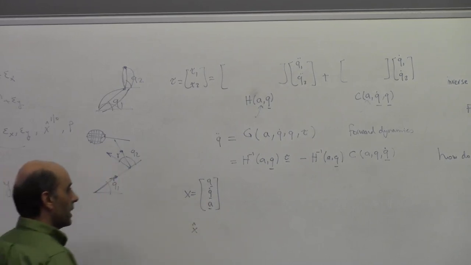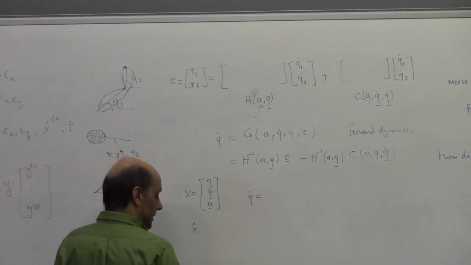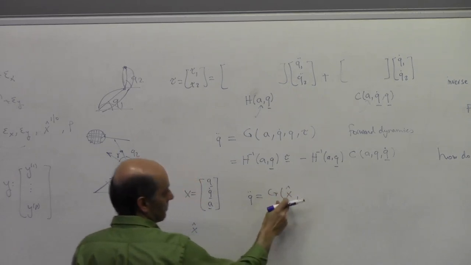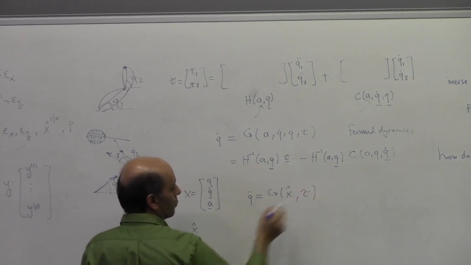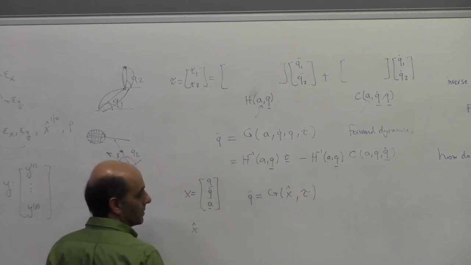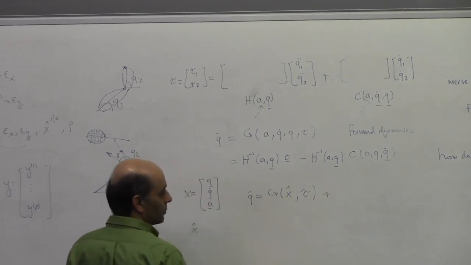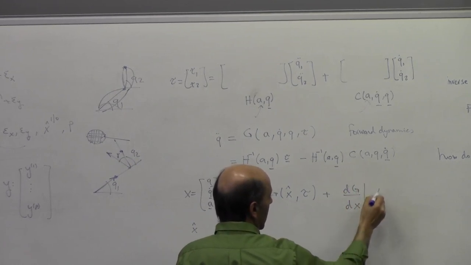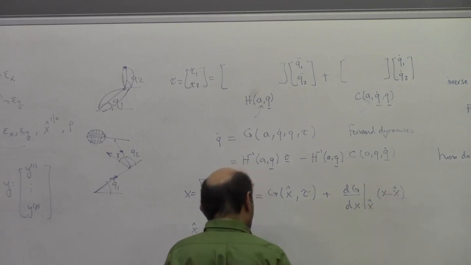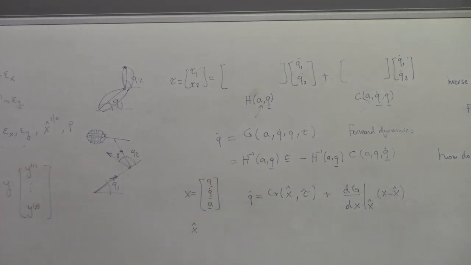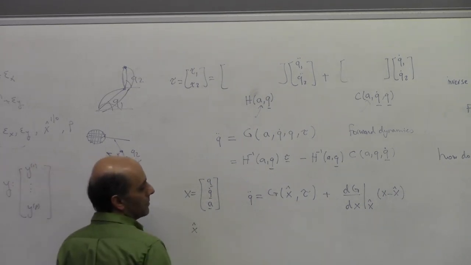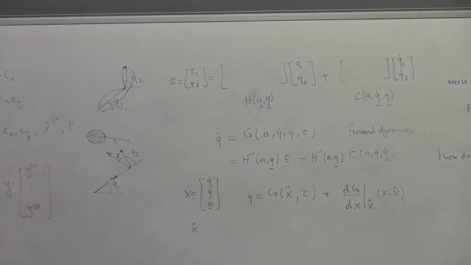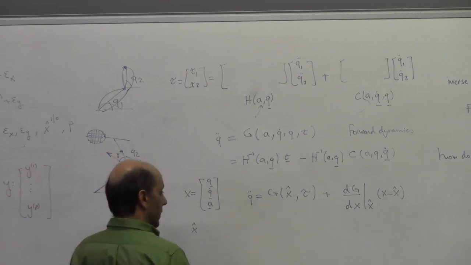So what I can do is write q double dot as the following, as this function g evaluated at my state x hat and some torque t, it's going to be some constant. Then I'm going to add to it the first derivative of g with respect to x, evaluated at x hat, multiplied by x minus x hat. So that's my linearization of the system. This is a constant and this is a linear function of the difference between the actual state x and my estimate of it, x hat.